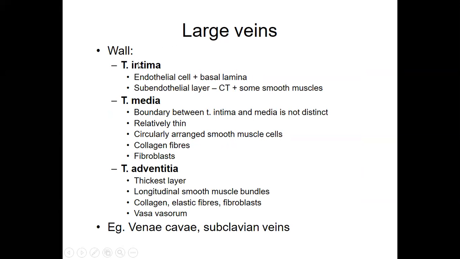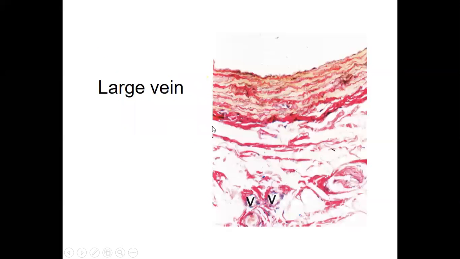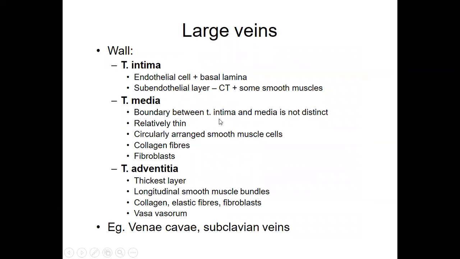And for the large vein, the wall, the tunica intima, is composed of the endothelial cell plus basal lamina, and a subendothelial layer composed of connective tissue and some smooth muscles. The boundary between the tunica intima and media is not distinct, it's not obvious. You can see the boundary, right? It's not very easy to differentiate the boundary between the intima and the media, and the tunica media is relatively thin.